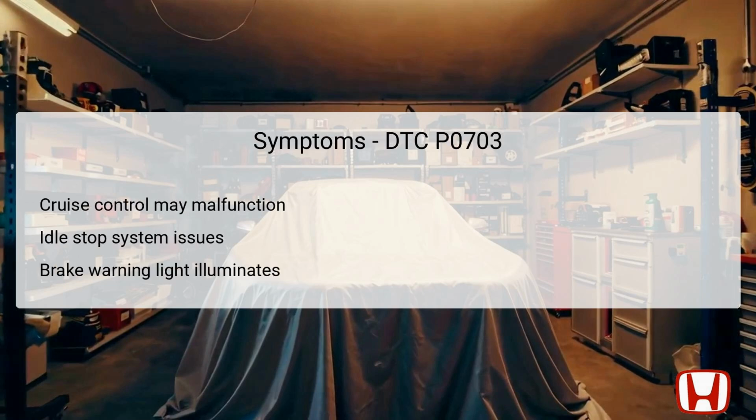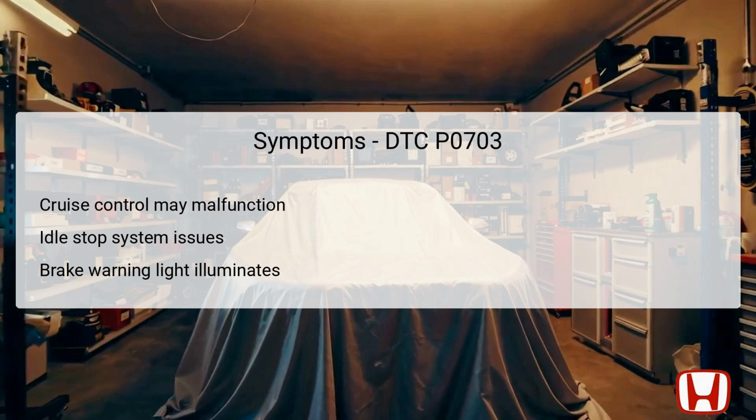Symptoms associated with DTC P0703 can manifest in various ways, indicating the underlying issue. A common symptom is the malfunction of the cruise control system. The inability for the vehicle to recognize brake application may lead to system disengagement under unexpected conditions. Additionally, the idle stop function, designed to save fuel by stopping the engine at idle, could also experience hiccups, leading to unresponsive or erratic behavior.